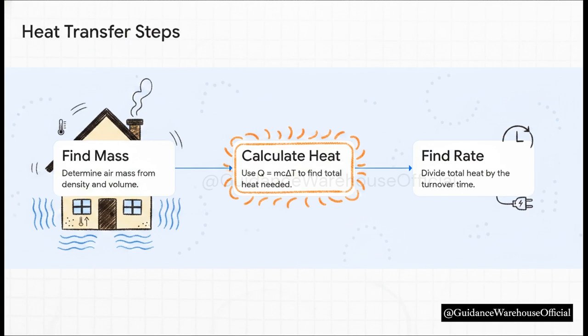Step 1, find the total mass of the cold air by multiplying the air's density by the volume of your house. Step 2, calculate the total heat needed to warm that mass using our classic thermal equation, Q = mcΔT. And step 3, determine the power, which is just the rate of heat transfer, by dividing that total heat, Q, by the time t it takes for the house's air to completely turn over.